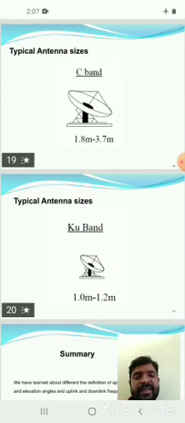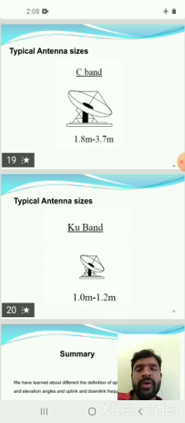Typical antenna sizes. Here, the earth station has antennas, and the satellite also contains antennas. The earth station contains antennas for transmitting as well as receiving. The most used earth station antennas are parabolic reflector antennas, or dish type antennas.